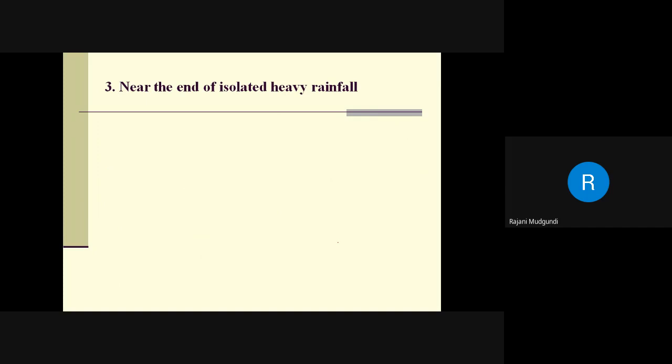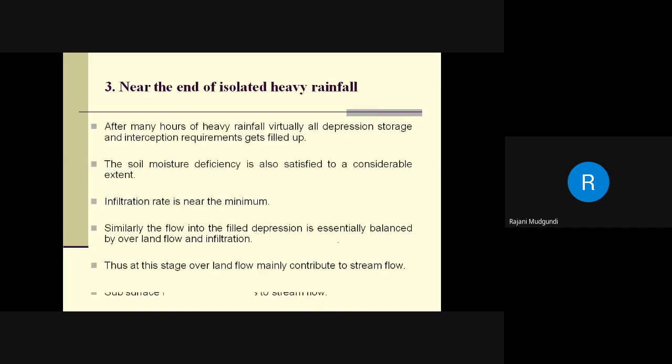Then near the end of an isolated heavy rainfall, after many hours of heavy rainfall, virtually when all the losses have been satisfied, all the soil moisture deficiency has been completely satisfied, and the requirement of interception has been completely filled up, then only the runoff will be observed. The soil moisture deficiency will also get satisfied to a considerable extent after the isolated heavy rainfall.